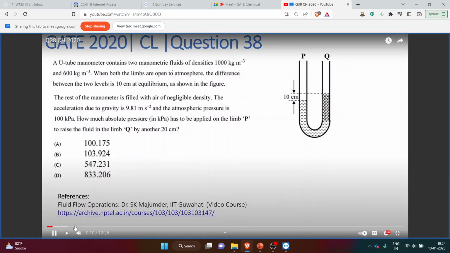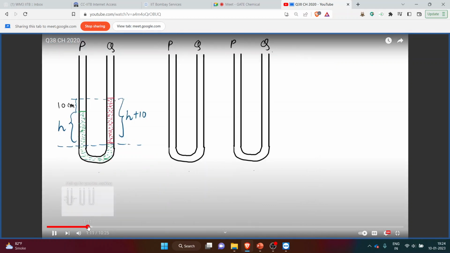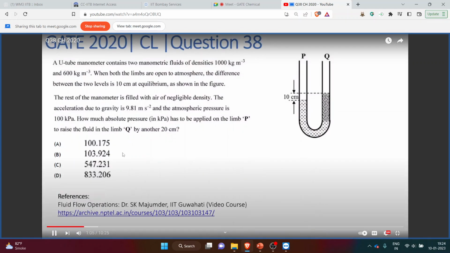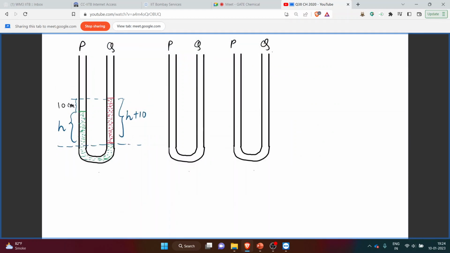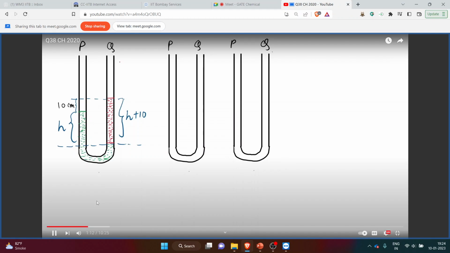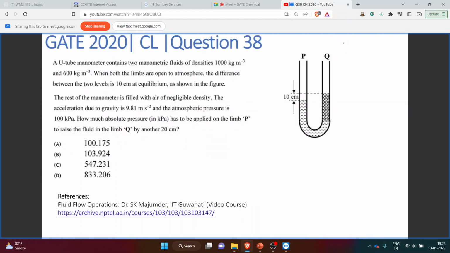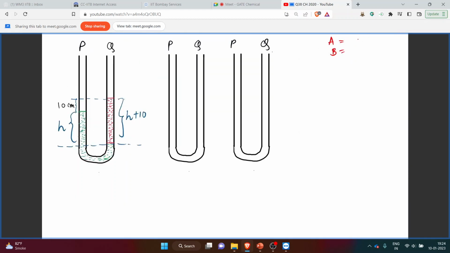We are solving question number 38 of GATE. So in this question, we have been given two fluids. Let's just call them fluid A and fluid B. For fluid A, the density is 1000 kg per meter cube. And for fluid B, the density is 600 kg per meter cube.